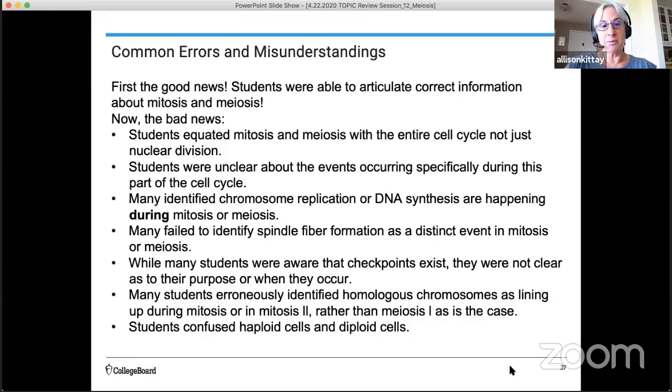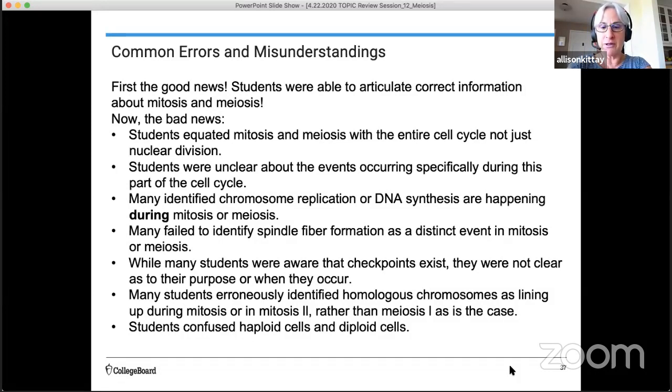So just some common errors and misunderstandings. I told you about how students have a difficult time finding the gametes of the F1 progeny. Remember FOIL, okay? So the good news is that students were able to articulate correct information about both meiosis and mitosis. The bad news is that students equated mitosis and meiosis with the entire cell cycle, not just nuclear division. So keep in mind that that is just a very small portion of the cell cycle.